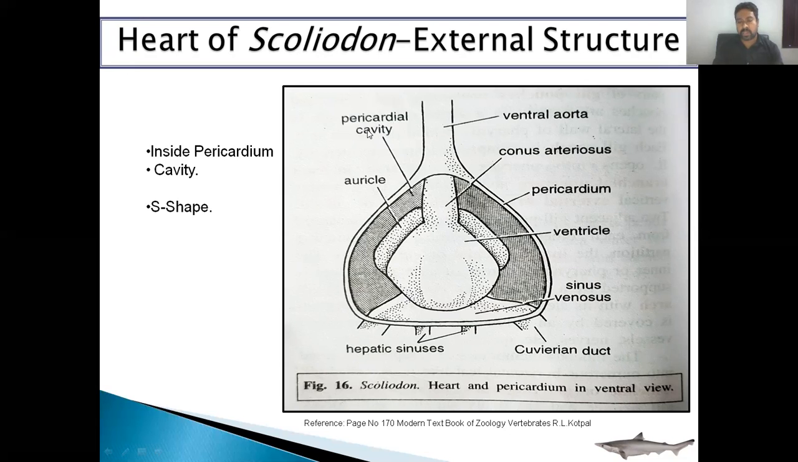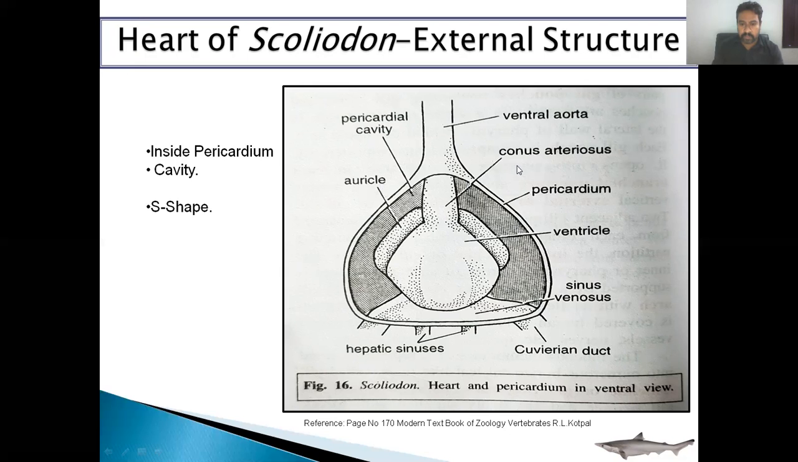And this heart is two chambered. That is, there are two primary chambers: one is the auricle and the second is the ventricle. This heart is S shaped. In the case of Scoliodon, the heart is letter S shaped, and it is made up of two primary chambers, called the auricle and the ventricle. And there are two other accessory chambers, that is, the sinus venosus and the conus arteriosus.